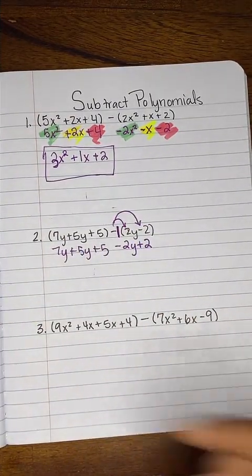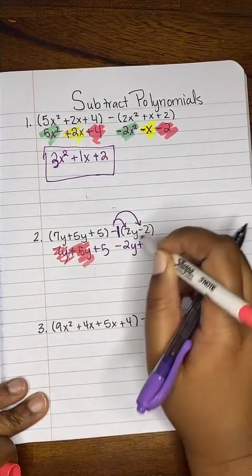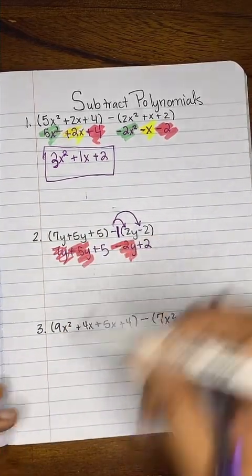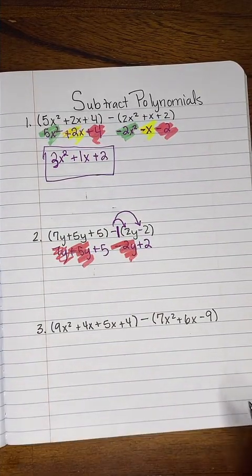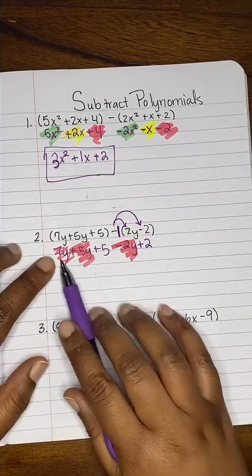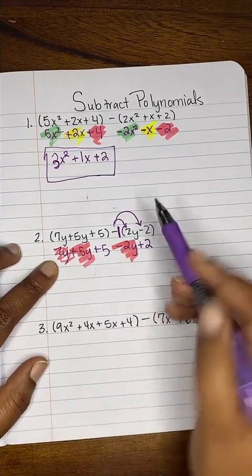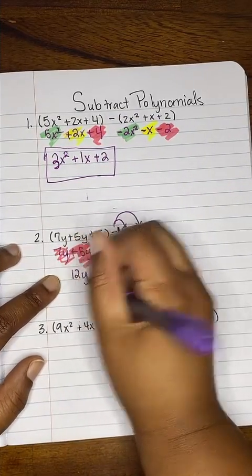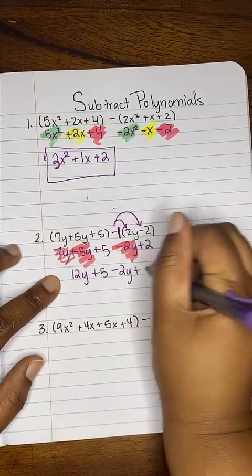So we have 7y squared plus 5y minus 2y. Some people are saying 10y. Okay, good. Some people are saying 12y. So let's just combine these two first. So 7y plus 5y gives us 12y. Then we're going to drop down the plus 5 minus 2y plus 2.